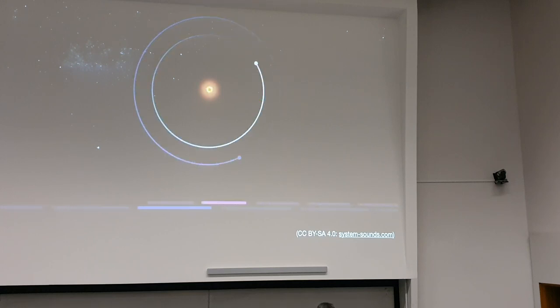So I'll just play. Basically they play a note every time there's a transit. And then they start adding the next one, and they gave each a tone proportional to the orbital period.